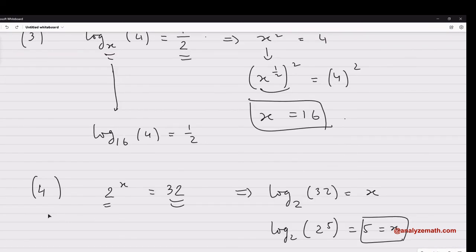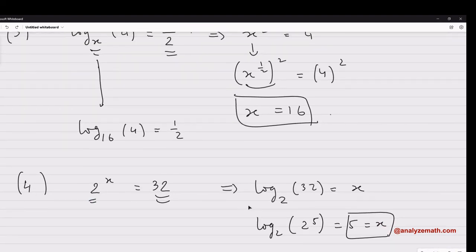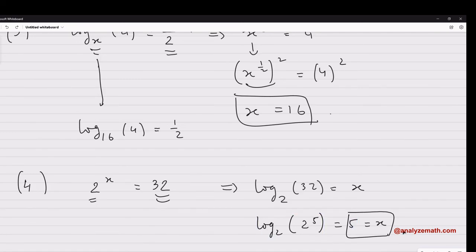Now, one more example with the exponential equations. So 2 to the power x equals 32. This is an equation to solve. What do I do? I write it in logarithmic form. Remember, I take the base, put it into the log of the base. 32 goes here, and this is my x, the power. Remember, the exponent is the log. And then I change 32 into 2 to the power 5. And log base 2 of 2 to the power 5 gives me 5, which means the unknown is x equals 5.